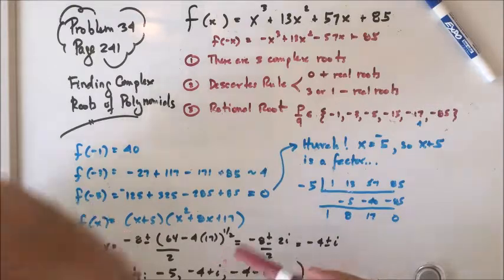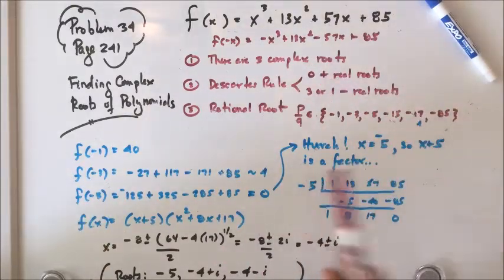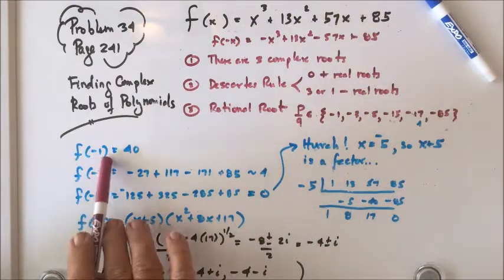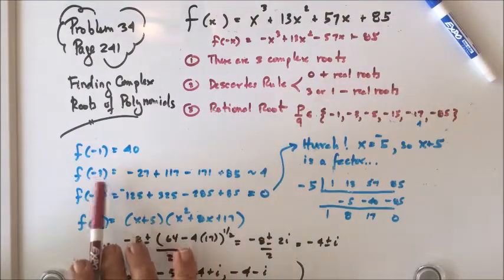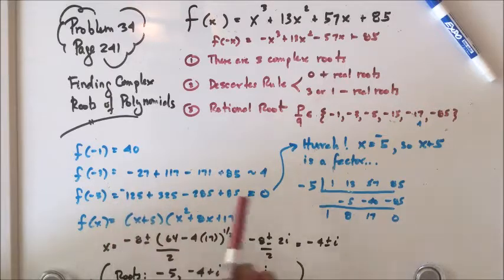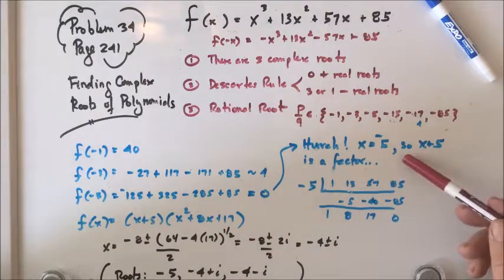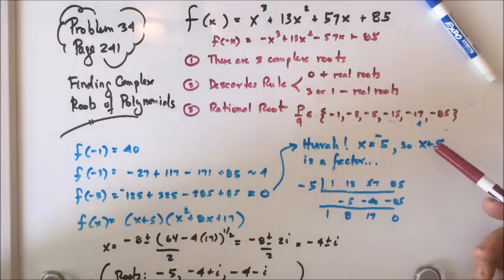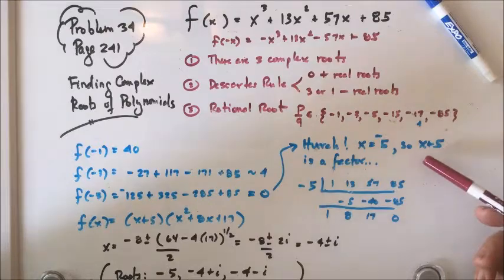I then am at the point in solving this that I've got to find a root. I tried -1, I got 40. I tried -3, I got 4. We're getting close. I tried -5, and -5 turned out to be a root. So hurrah, if -5 is a root, x minus -5, aka x plus 5, is a factor.